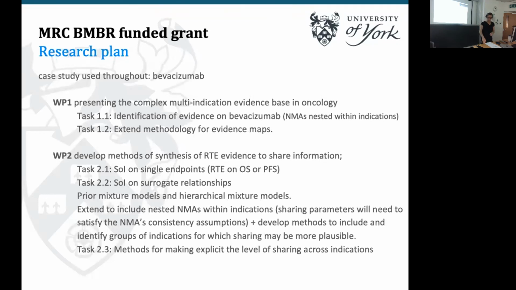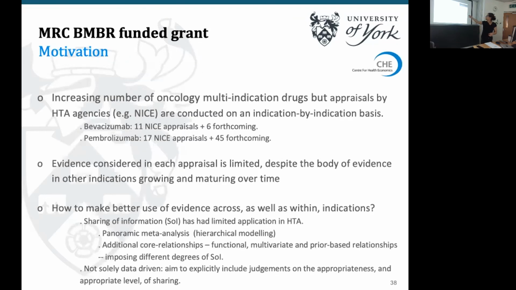So for example, pembrolizumab has already been through 17 appraisals, and there are 45 forthcoming. The next one will have a trial that is very small, and it's going to ignore all the evidence that was considered in the 17 that already occurred. So it feels that we're not making the best use of the evidence we have on pembrolizumab.